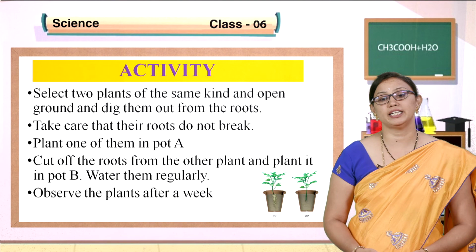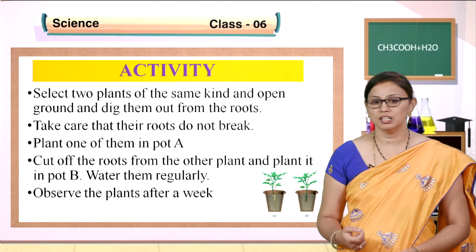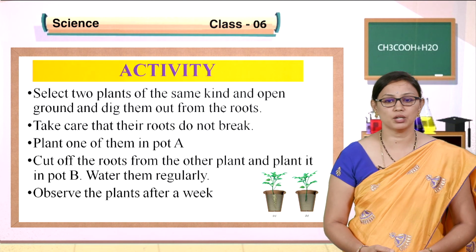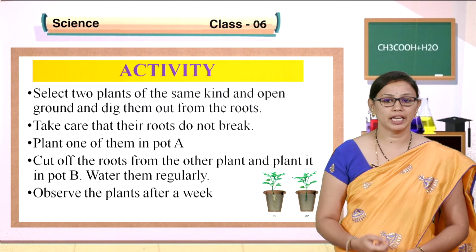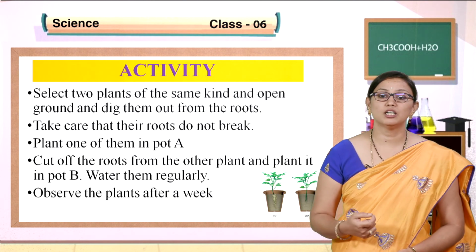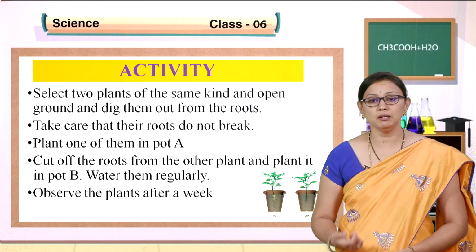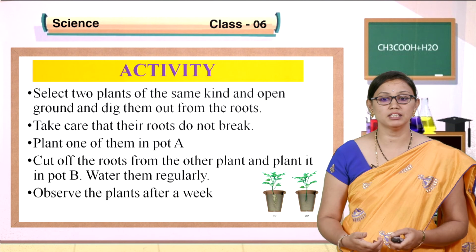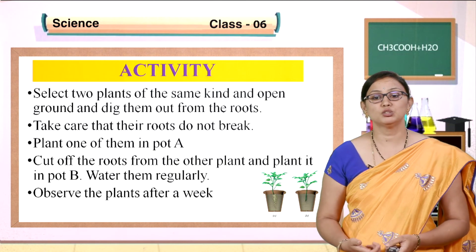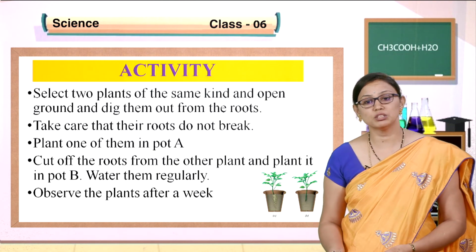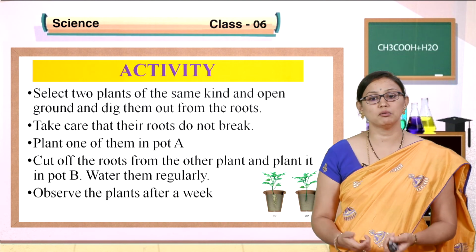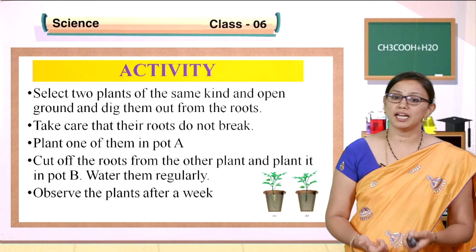Observe the plants after a week. So, what will you observe? Do you have an idea, children? Which pot has a healthy plant? You can see that it is pot A, because it has roots. In pot B, since there is no root, what happens? The water and minerals cannot be absorbed from the soil and cannot be sent to the leaves, and there is no preparation of food. So, obviously, the plant will die.